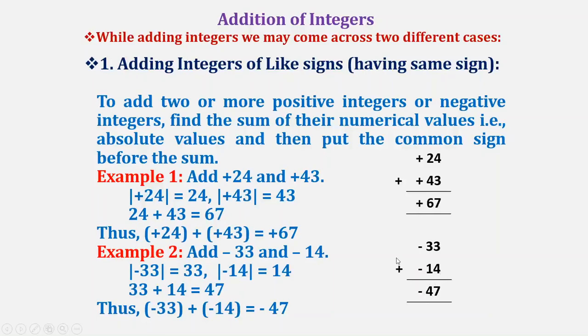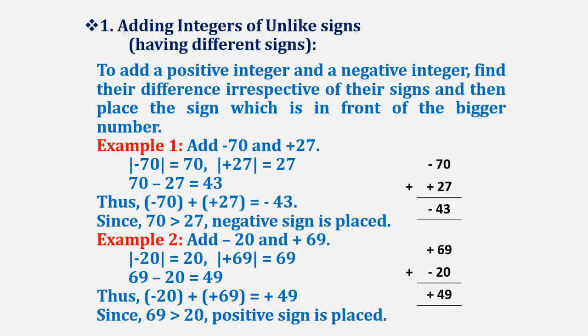Next we are going to the addition of integers of unlike signs. Unlike signs means having different signs. One number may have a positive sign and one number may have a negative sign. If you want to add a negative integer to a positive integer, or a positive integer to a negative integer, what do you have to do here?